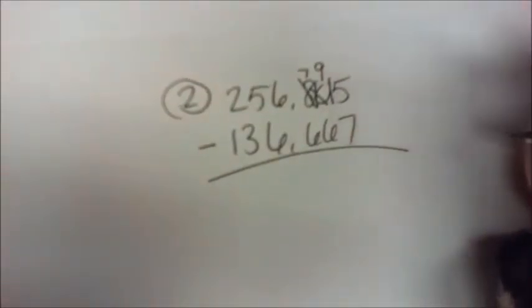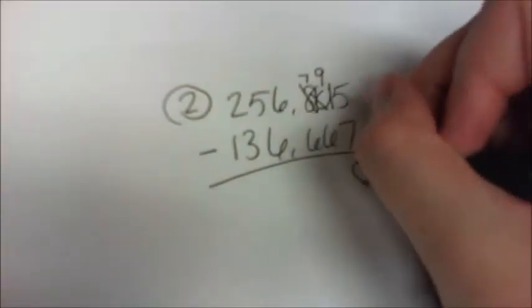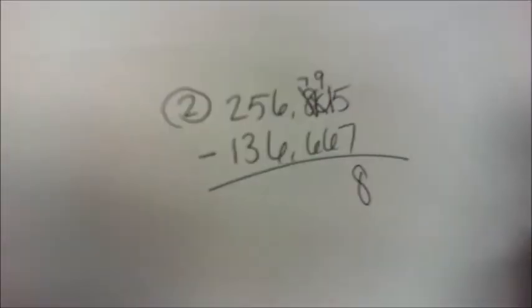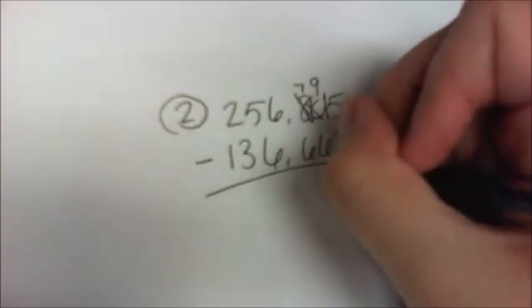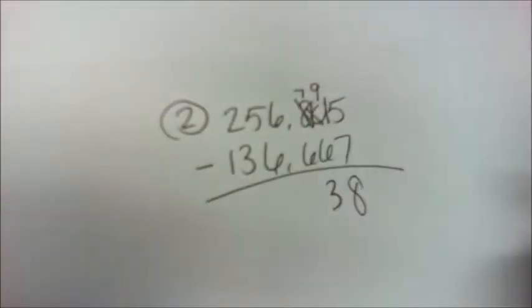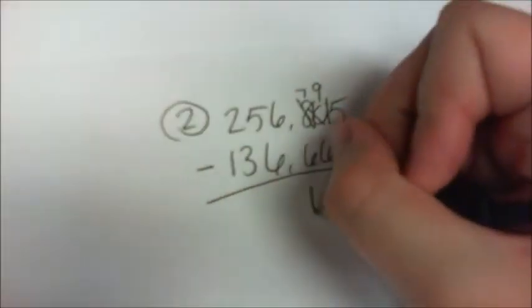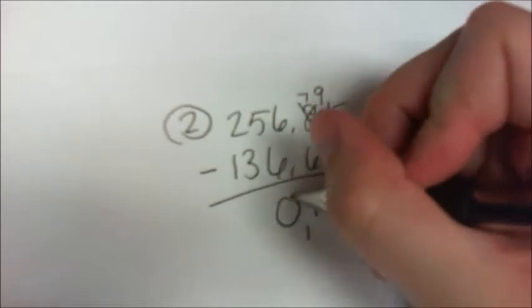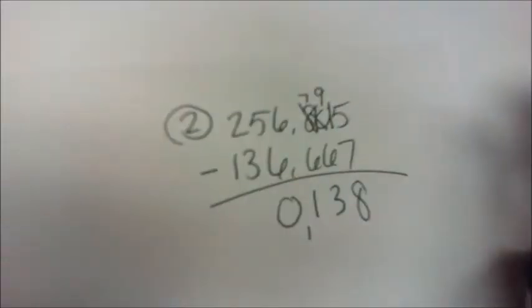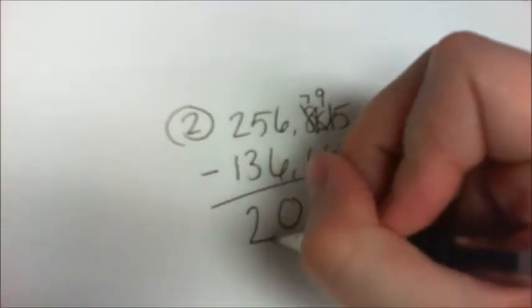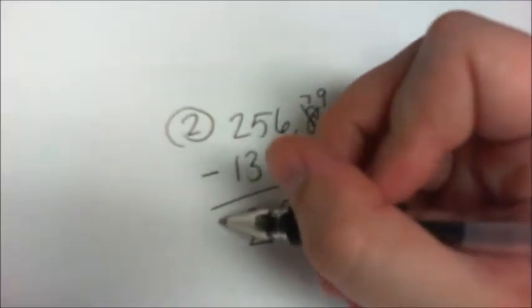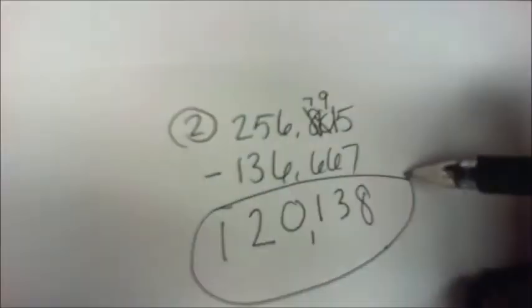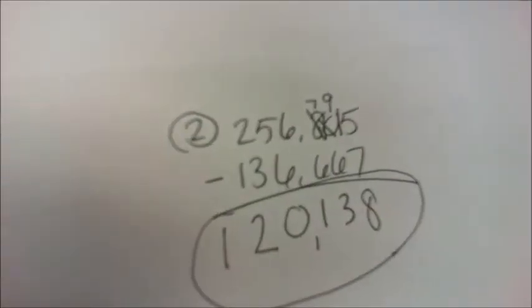15 minus 7 is 8. 9 minus 6 is 3. 7 minus 6 is 1. 6 minus 6 is 0. 5 minus 3 is 2. And 2 minus 1 is 1. We get 120,138.